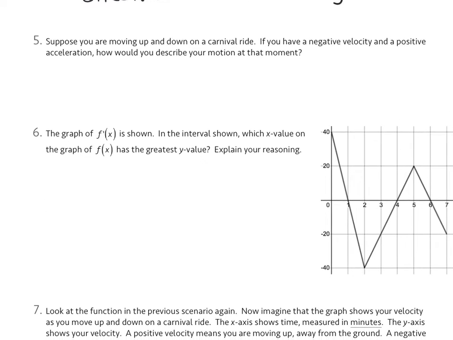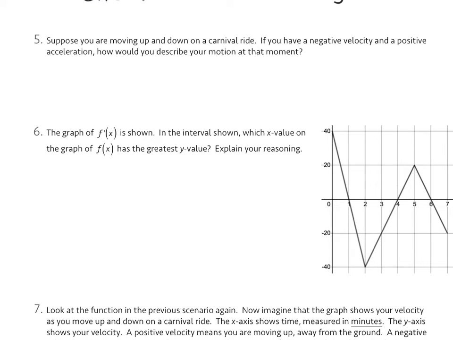Number 5. Suppose you are moving up and down on a carnival ride. If you have a negative velocity and a positive acceleration, how would you describe your motion at that moment? So a negative velocity means you are going downward. A positive acceleration means the acceleration is pushing upward. So you're going down, but your speed is decreasing.